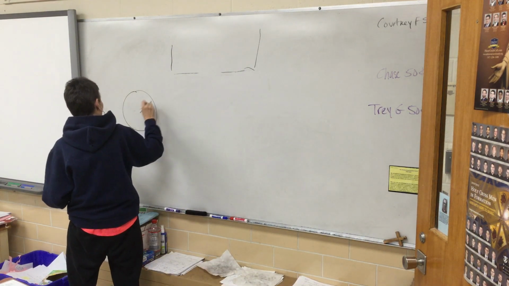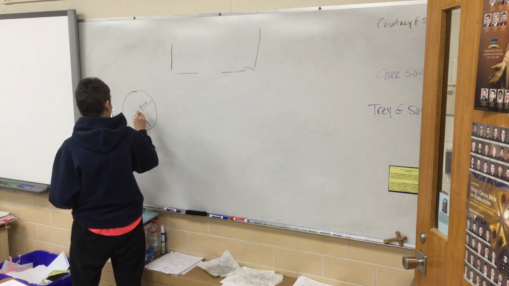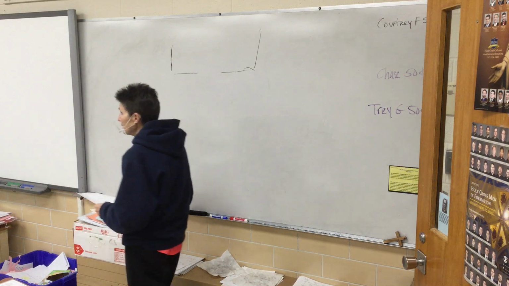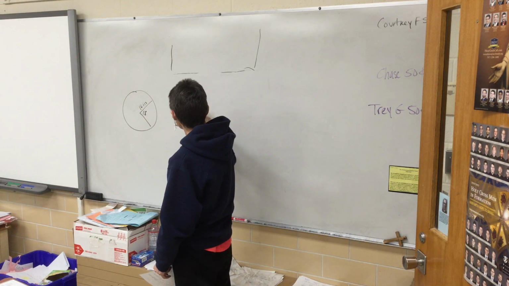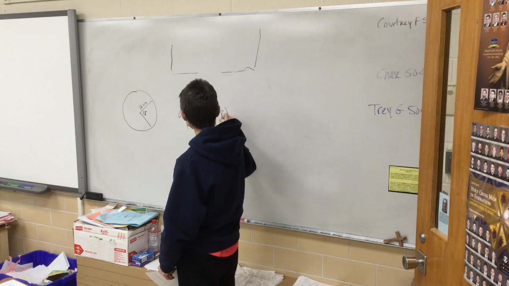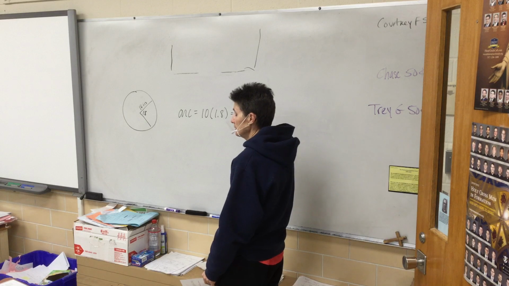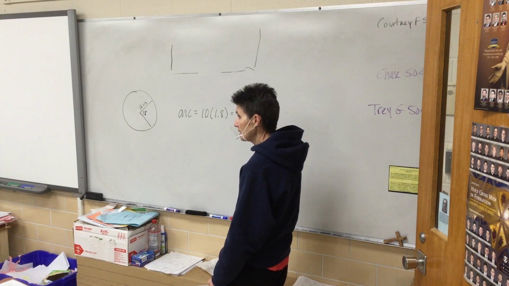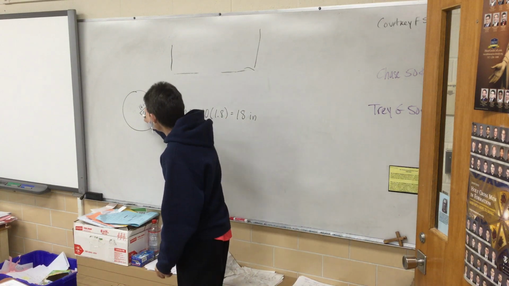What do we have? We have a radius of 10 inches, and we have an angle of 1.8 radians. Arc length is radius times radians. So the answer is 18 inches. Radius times radians. So that's all there is to it. Unit will match the radius.